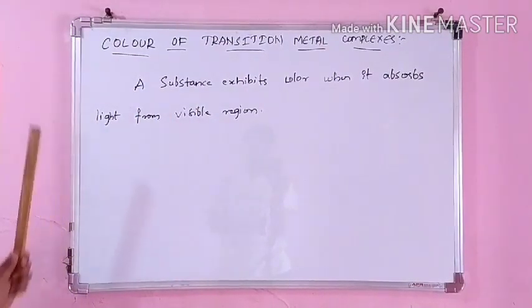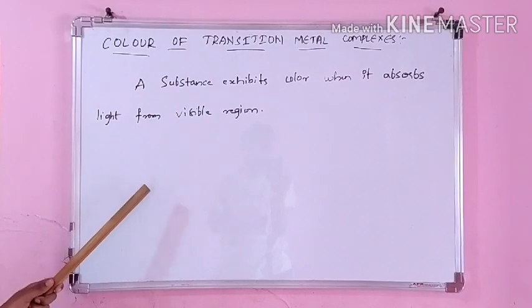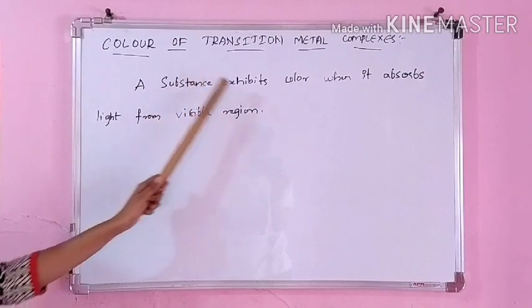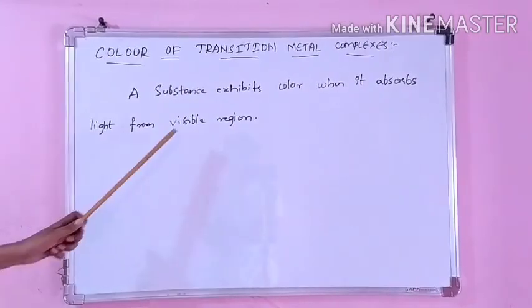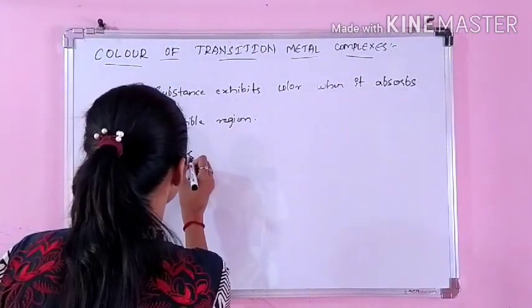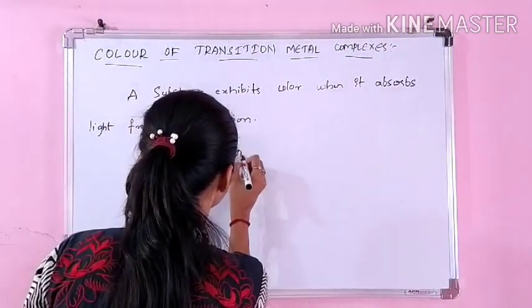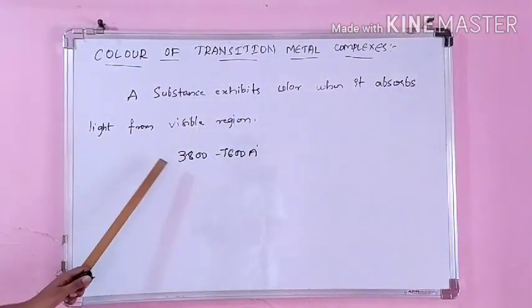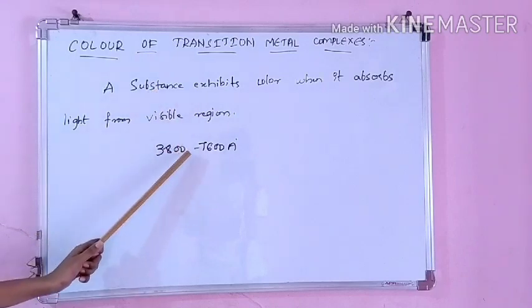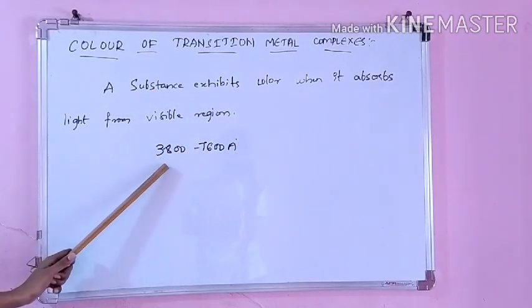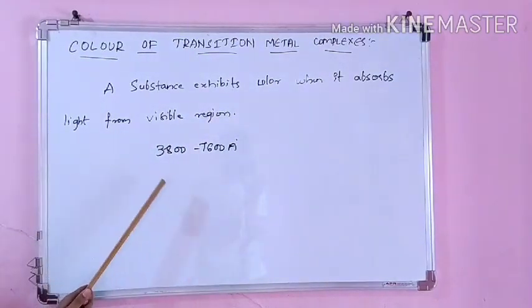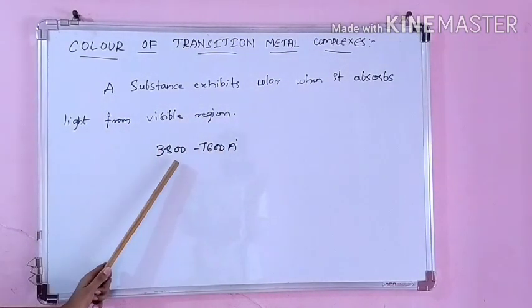What does it mean? Any complex you take, if it is getting color, then the first case is that it is absorbing light from the visible region. You all know the visible region range, isn't it? It lies from 3800 to 7600 angstrom. If any substance or complex absorbs light from this region, then only it will exhibit color. If it is absorbing from UV or IR, then it doesn't exhibit any color. So only in this region it should absorb.